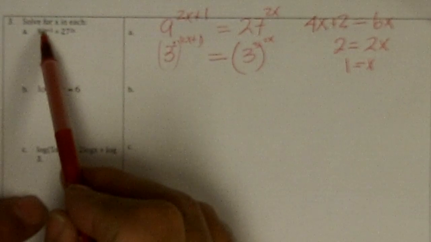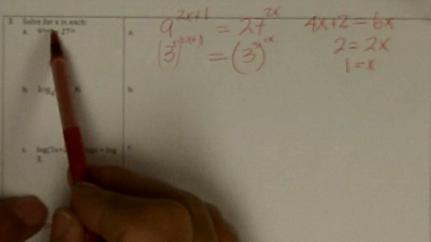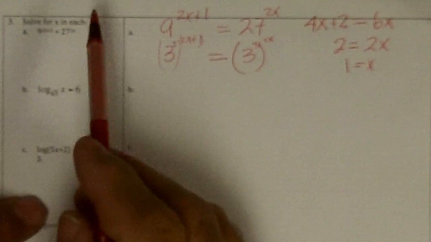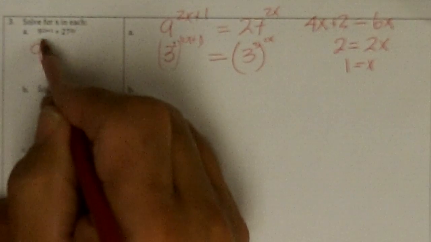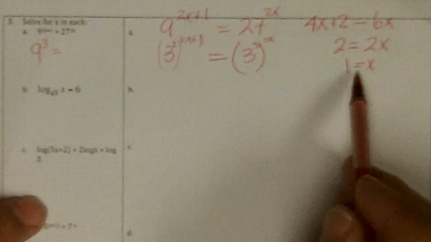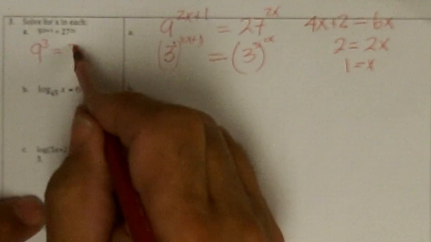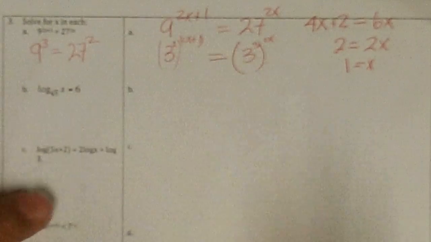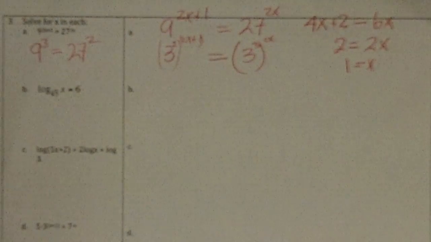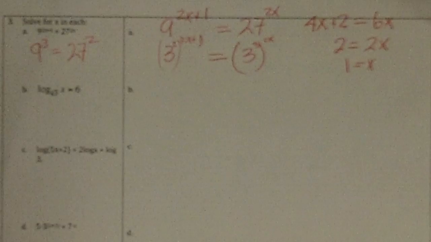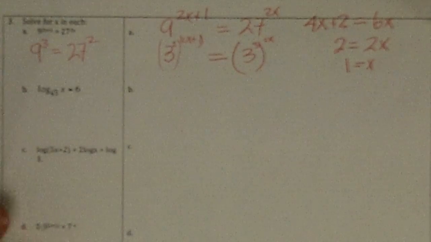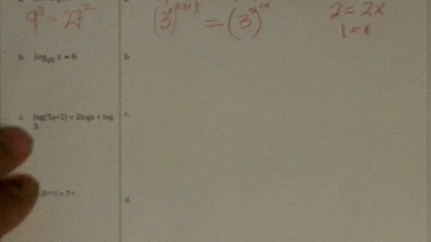So I put 1 in here, I get 2 times 1 is 2, plus 1 is 3. Is 9 to the third the same as 27 to the 2 times 1 is 2, 27 to the 2? And you can type that into your calculator and you will see that those come out to be the same. Okay? Next one.